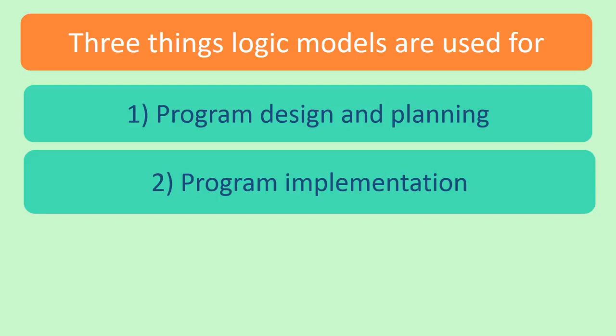In program implementation, logic models are used to guide the management and monitoring of outputs and outcomes. When used in this capacity, a program is already taking place, and a logic model is used to help manage and monitor how it is being implemented and the outcomes that are being achieved. During this stage, a logic model may be revised or adapted to respond to changing circumstances or to new information that is learned during program implementation.